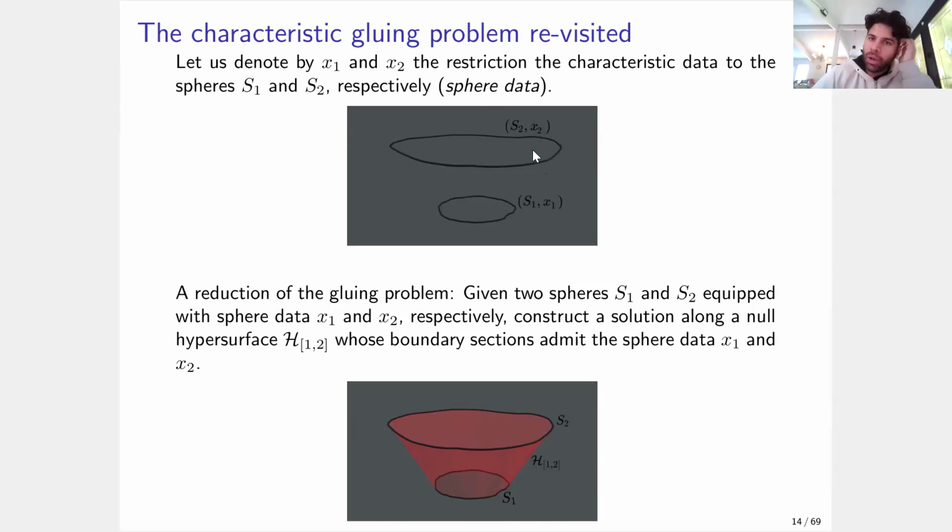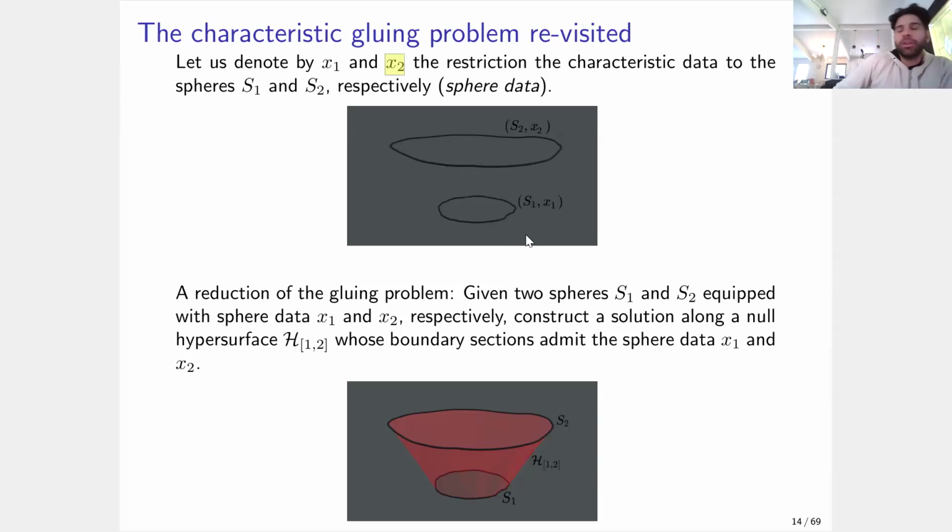At S1 and S2 only, not away from S1 and S2. And what you want is somehow to define a field on a null hypersurface starting from S1 and ending at S2. So S1 and S2 are sections of your null hypersurface. And you want your field that's defined here to satisfy the equation. And when you restrict it to S1, you retrieve the data on S1, and when you restrict it to S2, you retrieve the data at S2. That's basically the gluing problem, okay?